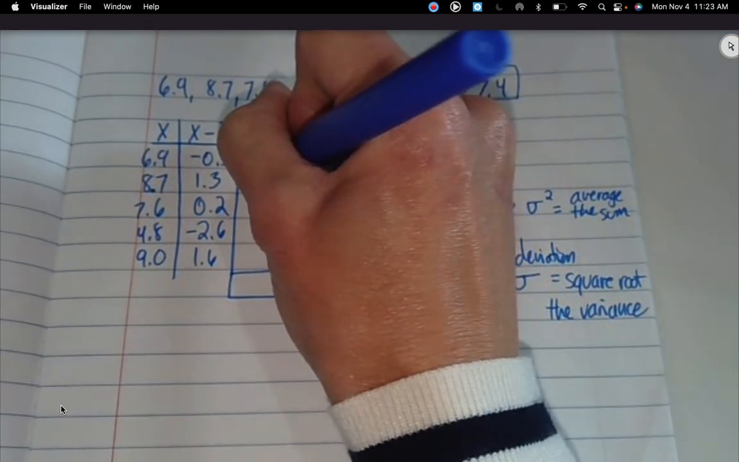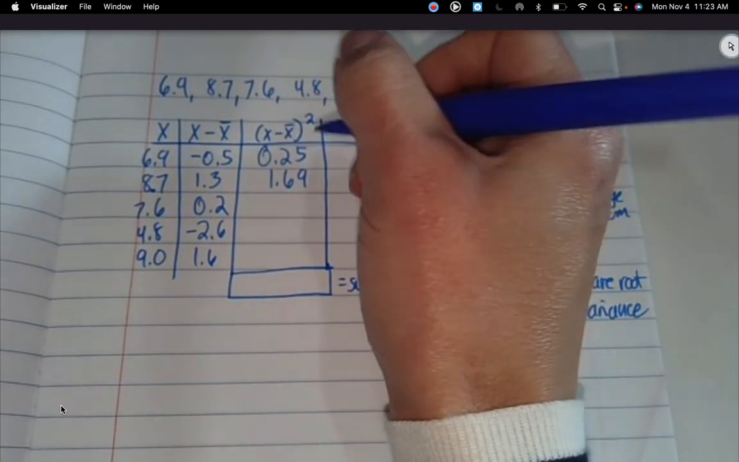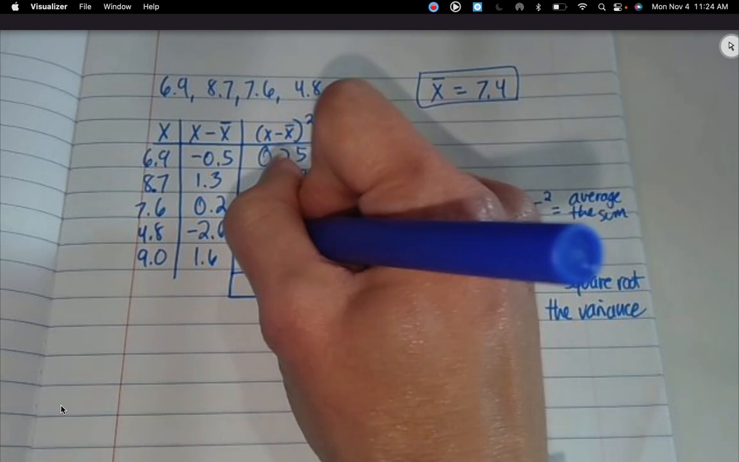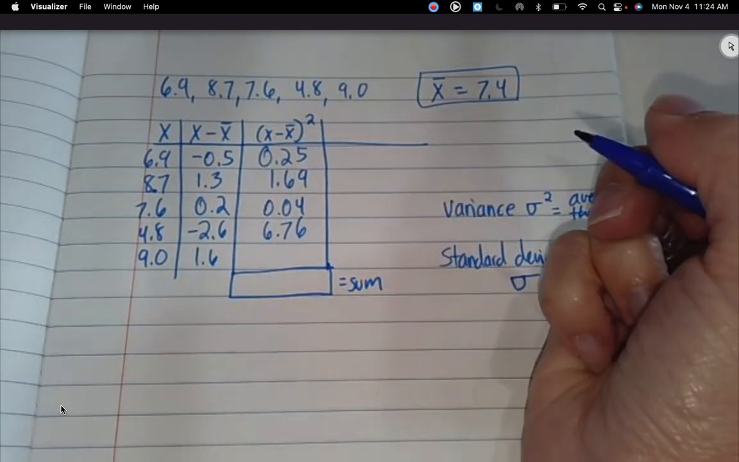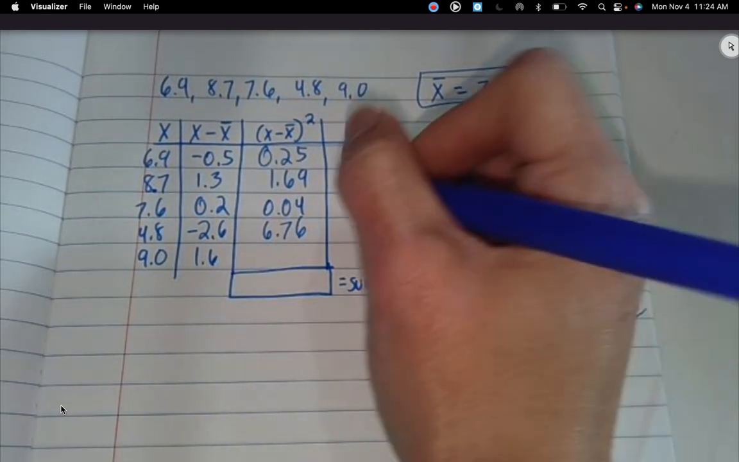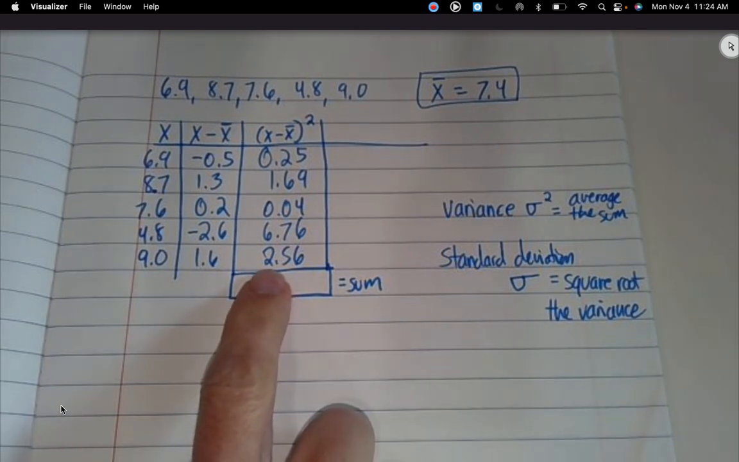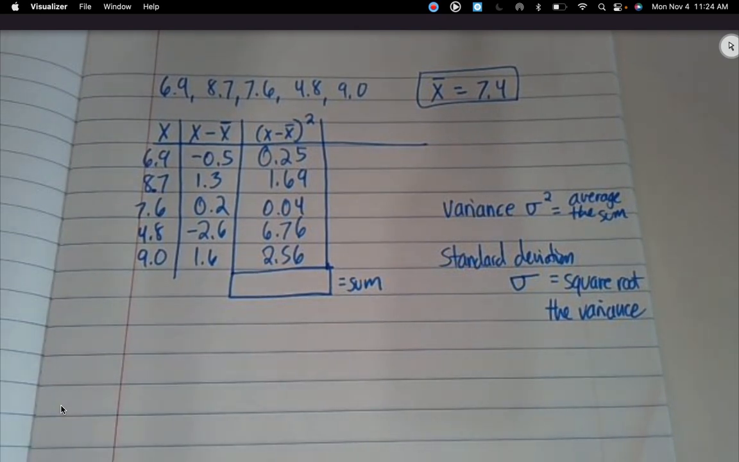So 0.25, 1.69, 0.04, 6.76. I'm sorry, I just have all the answers in this. I'm just copying them down. That's a 2.56. But you can try and make sure. I was just writing it down. Just square the numbers.